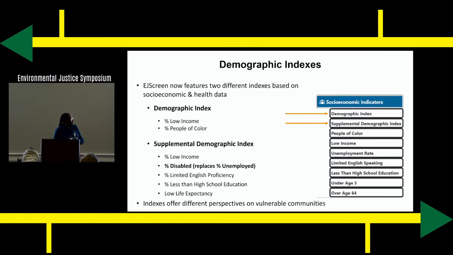We have limited English proficiency, less than high school education, and low life expectancy. To calculate the supplemental index, you would divide these indicators by 5 and multiply it by any indicator of your choice, either from the environmental domain, health domain, or climate domain. That gives you the supplemental demographic index.